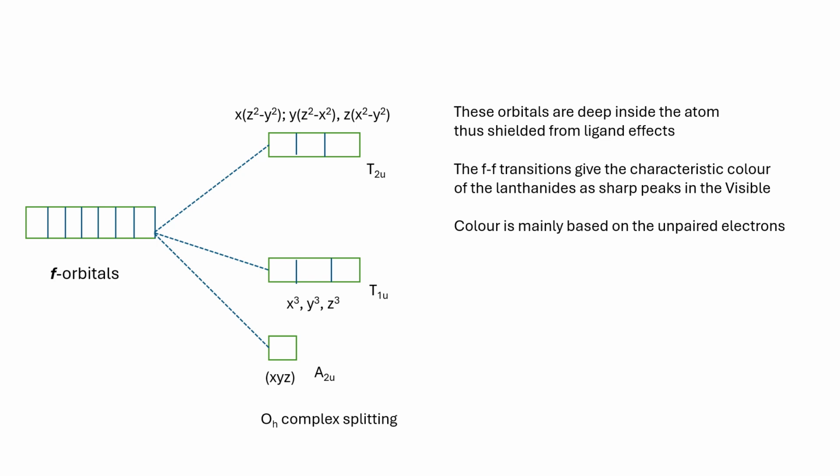Now, these orbitals are all in the f, and therefore we remember that because of lanthanide contraction, they are deep inside the atom, and therefore they are shielded from ligand effects. They are shielded because the ligands aren't really interacting too strongly with these orbitals, because they're really feeling a lot of that effective nuclear charge, right?